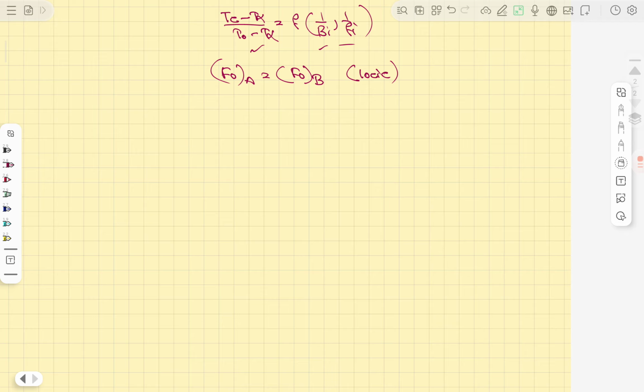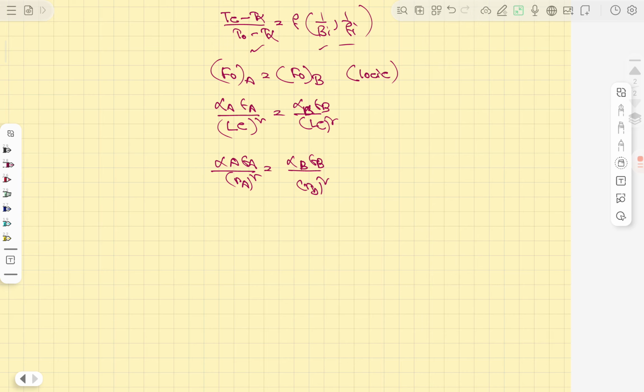Next, alpha A times TA upon Lc square. Now it's a Heisler chart. If it is a Heisler chart, there is no need for volume by area. You require just half of the dimension. So this is RA whole square, equal to what? Alpha B times TB by RB whole square. Right? Now you can write it like this. I need TB. So TB by TA is equal to alpha A by alpha B into RB whole square by RA whole square.